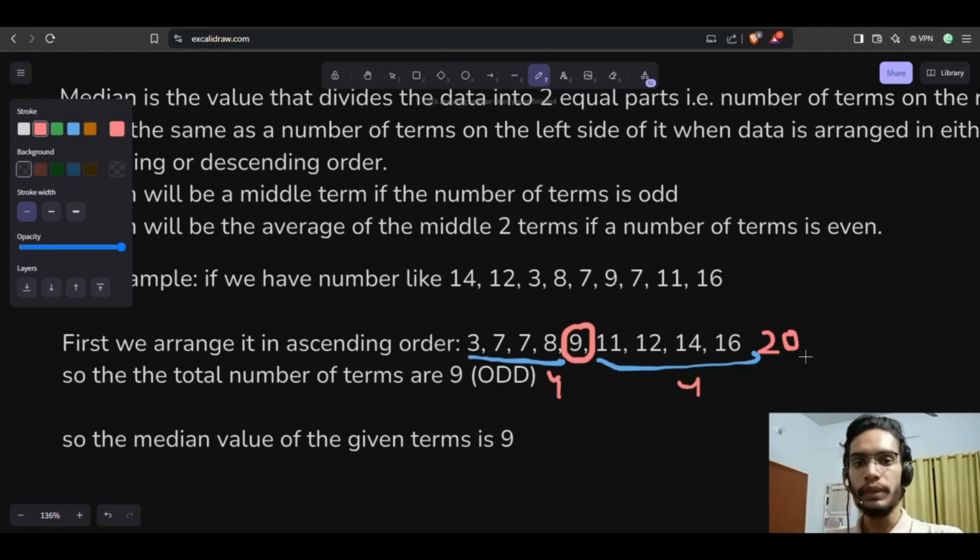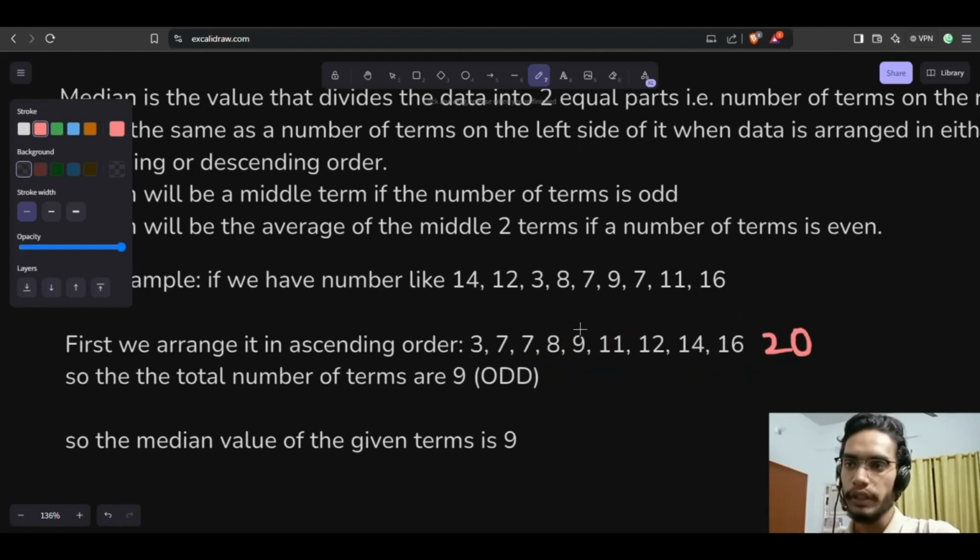For 10 terms, you would need 5 on the left side and 5 on the right side, so it is difficult to do that. What you have to do in that case is select the middle values. There will be 2 middle values. If I take 9 and 11 as the middle values, you can see that there are 4 values here and 4 values here. The 5th and 6th terms are the middle values, but that is not the median itself. What you have to do is add these two, 9 plus 11, and divide by 2.